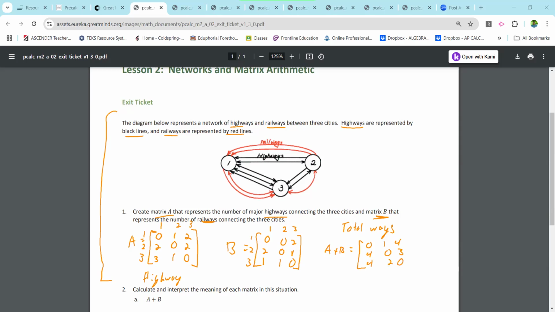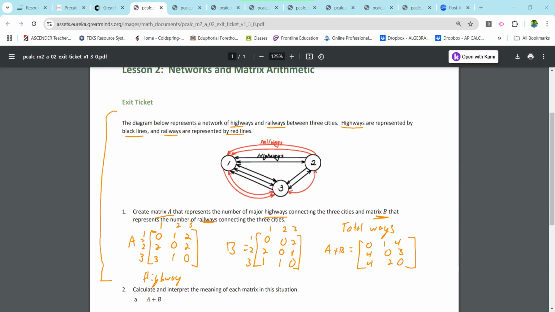All right, so again, if you're asked to find total ways, all you do is A plus B. But if I specifically say I need you to do the highway first, then the railroad, or the railroad, then the highway, this is when we then have to multiply. All right, and we'll look at that in this next problem. Any questions on how to do this process?